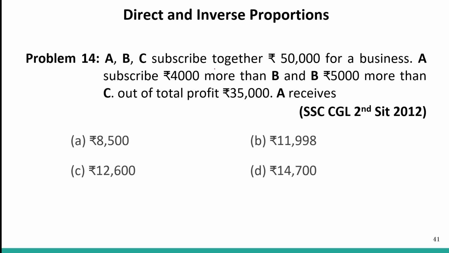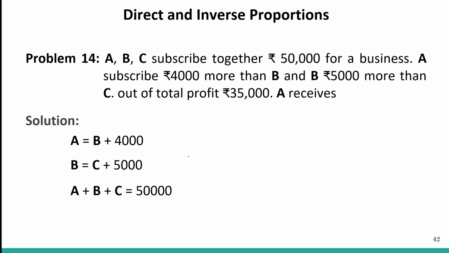So if A, B, C subscribe together 50,000 for a business, and A subscribes 4,000 more than B, and B subscribes 5,000 more than C, then out of a total profit of 35,000, how much does A receive? Okay. This is an SSC CGL second sitting paper 2012 question. So let's see which among these four options is actually correct.